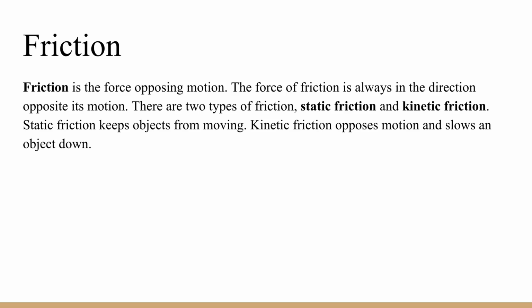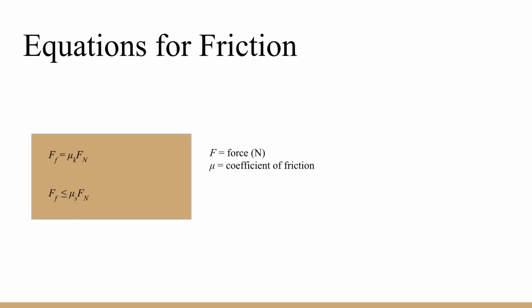Kinetic friction is the one that is more often known as friction. It opposes motion and slows an object down. So if you threw a book across a carpet, so I just slid a book across a carpet, it will slow down because kinetic friction has the net force. The force of friction is the net force. Sorry. So here are the equations for friction.